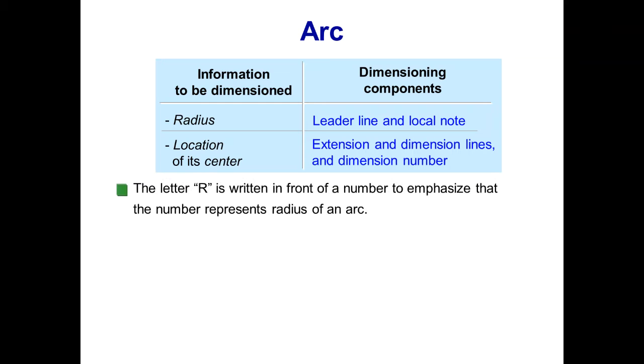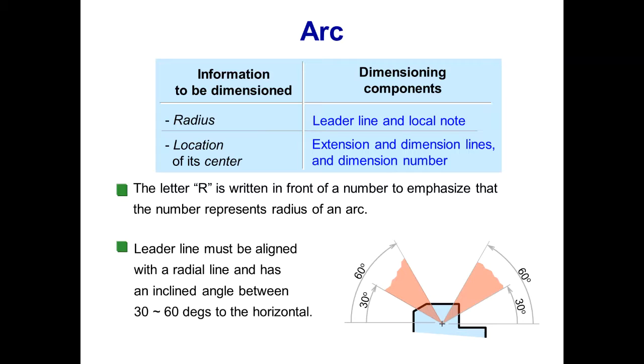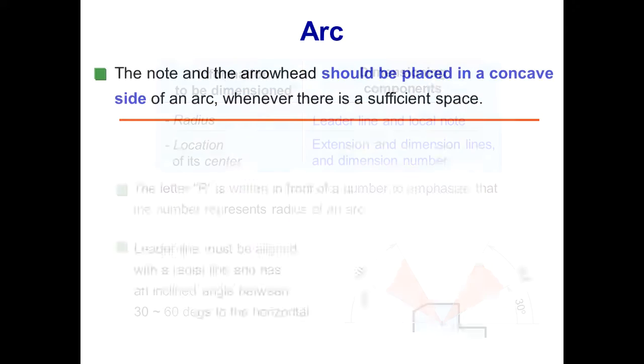The letter R is written in front of a number to emphasize that the number represents a radius of an arc. So आप letter R लिखते हो to emphasize कि जो information given है that is basically denoting the radius of an arc. The leader line must be aligned with the radial line and has an inclined angle between 30 to 60 degrees of the horizontal.